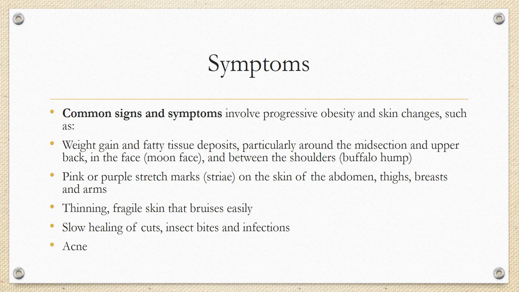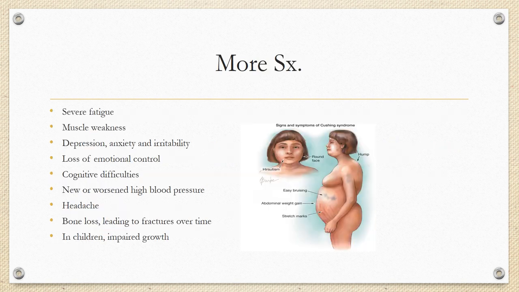Common signs and symptoms involve progressive obesity and skin changes such as weight gain and fatty tissue deposits, particularly around the midsection and upper back, in the face, and between the shoulders. Pink or purple stretch marks on the skin of the abdomen, thighs, breasts, and arms. Thinning, fragile skin that bruises easily, and slow healing of cuts, insect bites, and infections, and also acne. Here's a picture of what seems to be a poor girl.